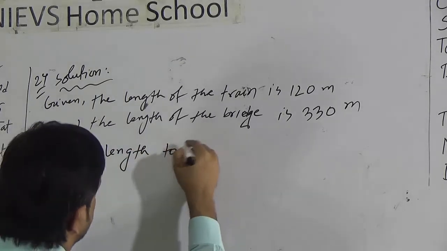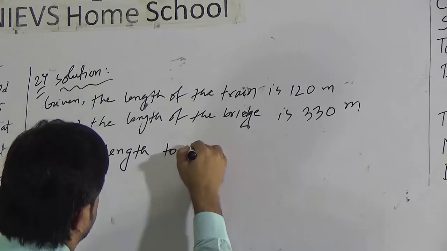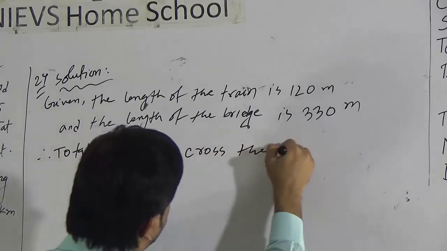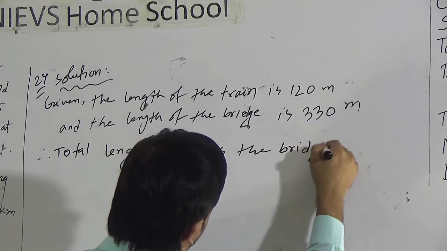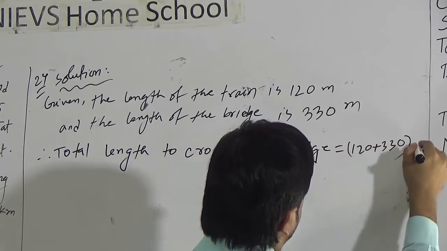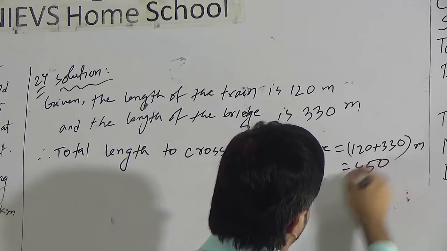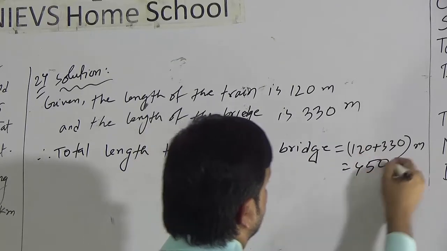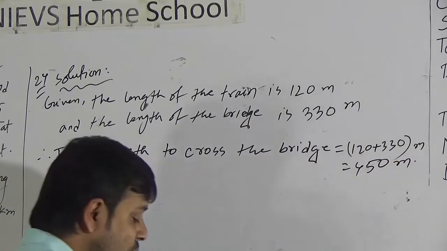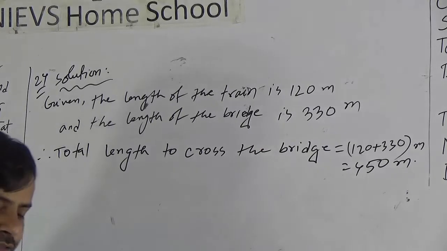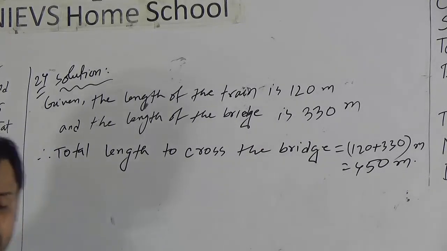Therefore, the total length to cross the bridge will be equal to 120 plus 330 meter. That is equal to 450 meter. If we add here 0 and 0, it will be 0. 3 plus 1 is 4, 4 plus 1 is 5. So 450 meter. To cross the bridge, the train has to pass 450 meter distance. So for this, how much time will be needed? We need to determine that.